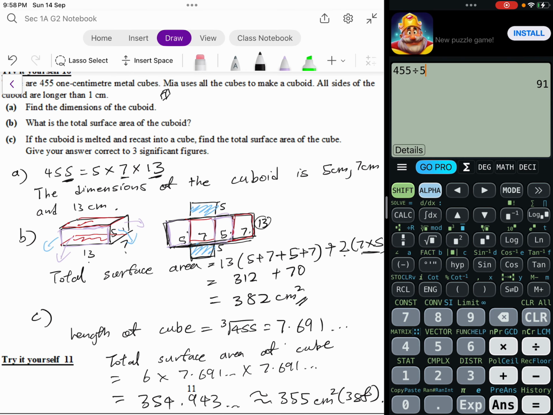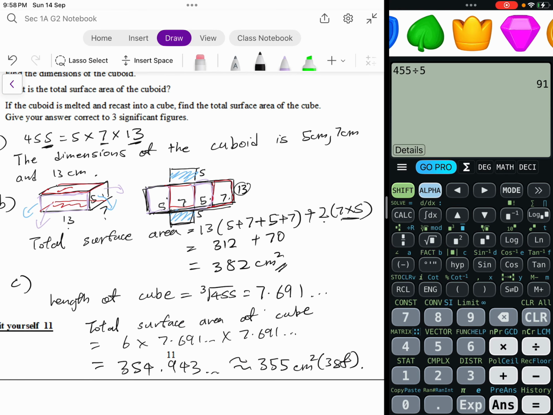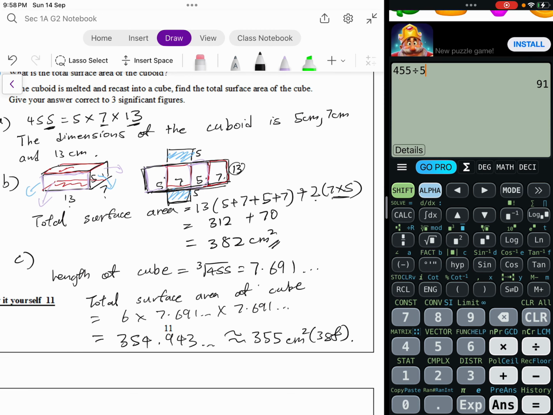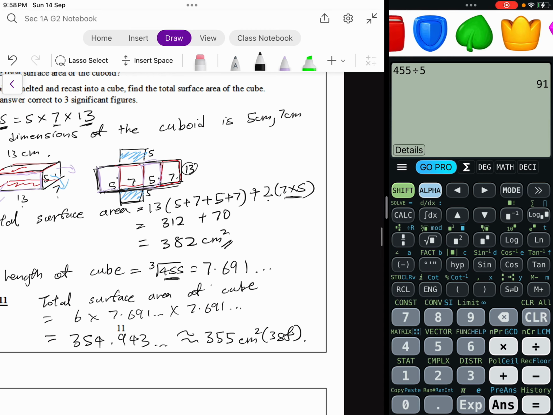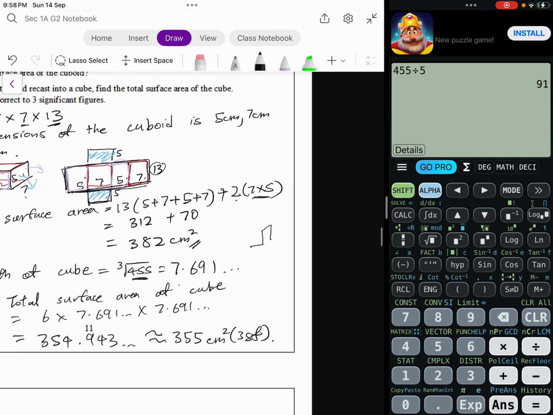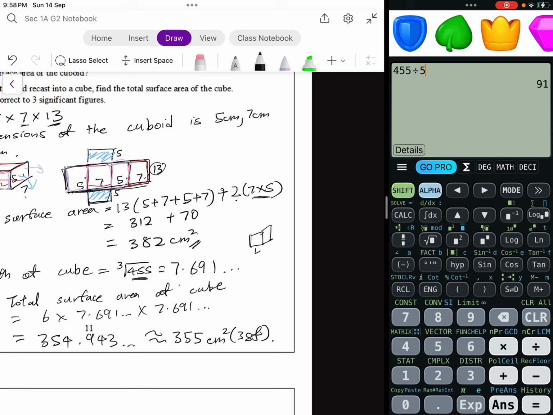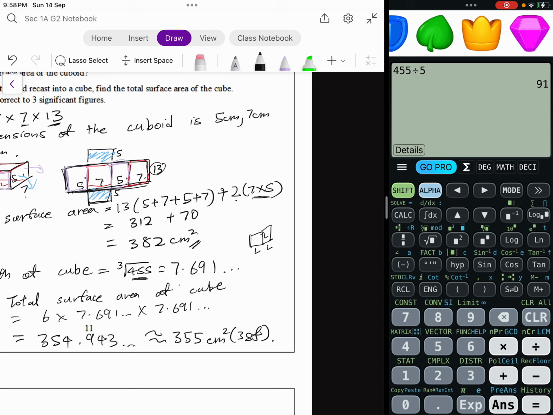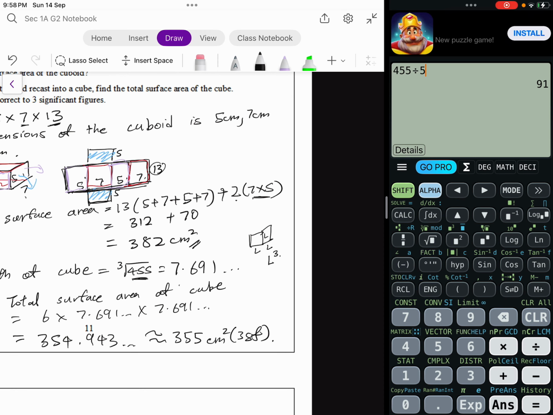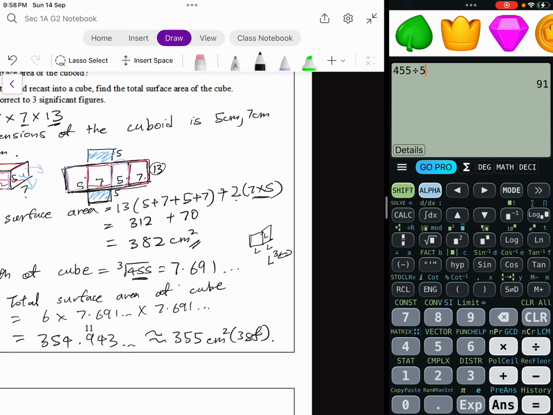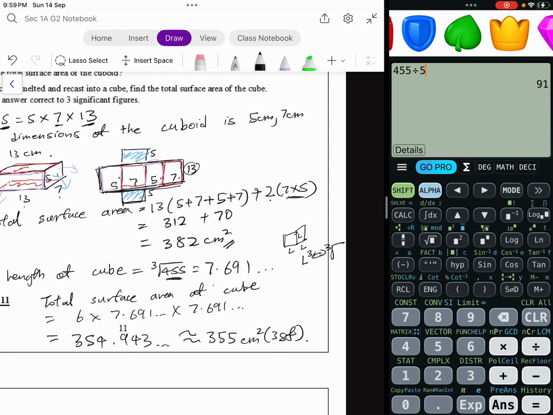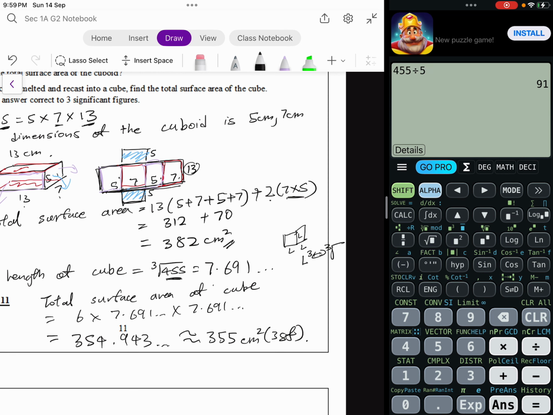Now, if the cuboid is melted and cast into a cube, find the total surface area of the cube. Okay, so this is the volume of the cube. If you remember, since your cube volume is length times breadth times height, which are all the same, your volume of cube is actually L cube. So the reverse of L cube will be cube root. So I cube root 455, I get 7.691. That will be the length of each side of the cube.